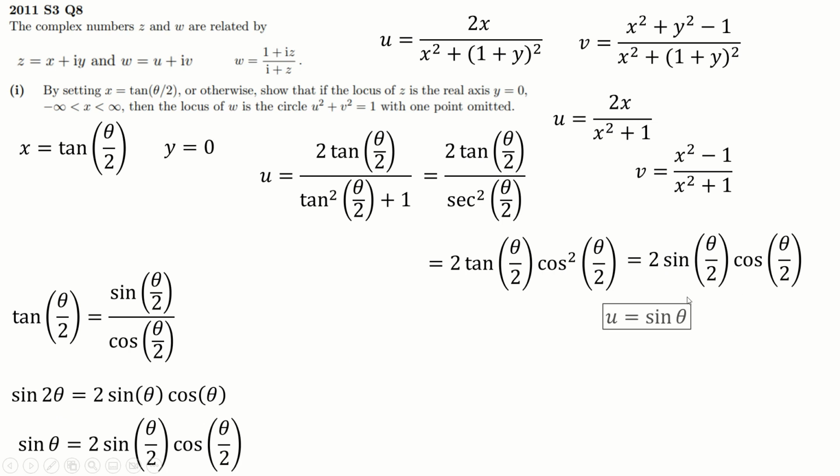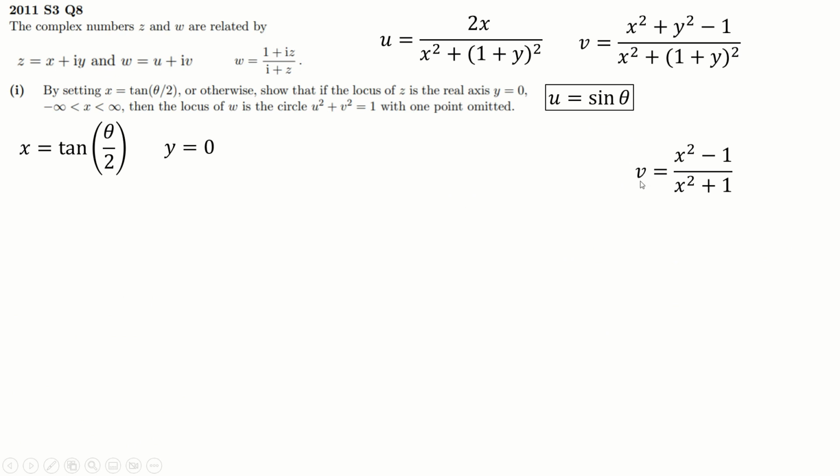And so therefore, this is sine of theta. Fantastic. U is sine of theta. Let's do V as well. So just throw in the substitution into the V one as well.